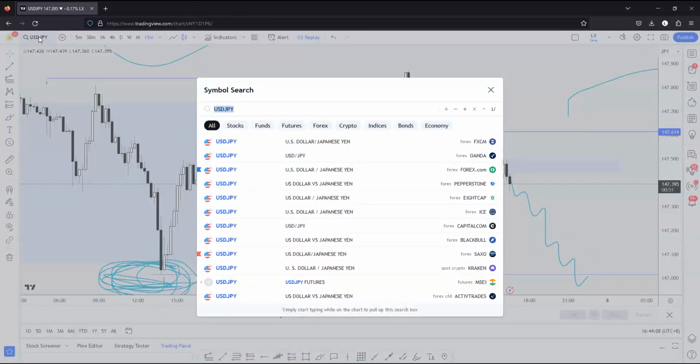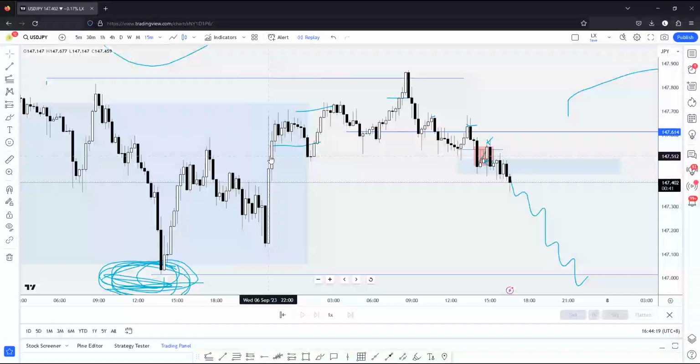Okay, so I have another question. What is the condition for a zone to be a demand or supply zone? So, demand and supply regions, there are a few ways you can look at it. One is based on range, so a previous range that price traded within before breakout to the up or downside. The other is just based on higher lows, lower lows and lower highs.